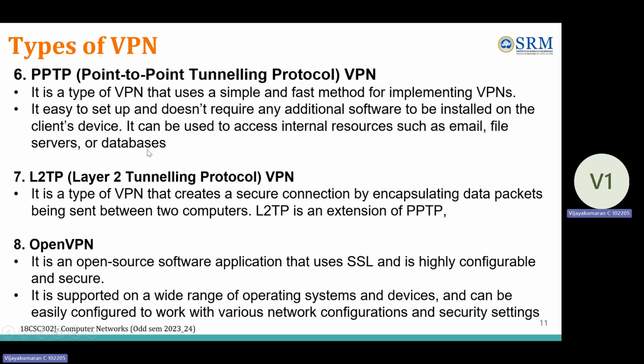Then point-to-point tunneling protocol VPN. It is a simple and the fastest method for implementing the VPN, because in the earlier days they used this point-to-point and the layer 2 tunneling protocols for implementing the VPN. So the sixth and seventh categories are about the point-to-point tunneling and the layer 2 tunneling protocols.